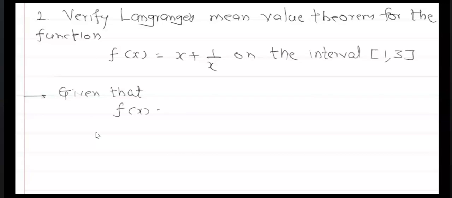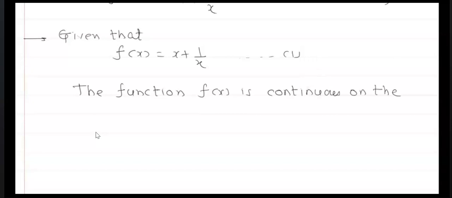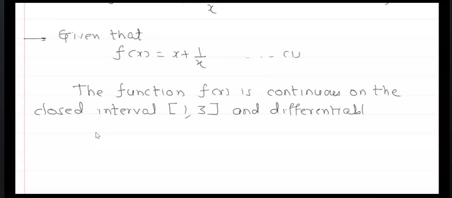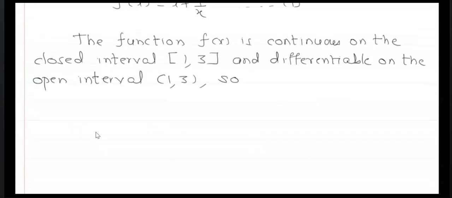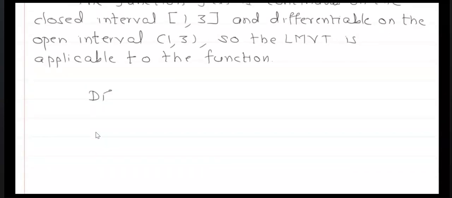Given that f of x is equal to x plus 1 upon x, the function f of x is continuous on closed interval 1 to 3, and differentiable on the open interval 1 to 3, so that the LMVT is applicable to the function.